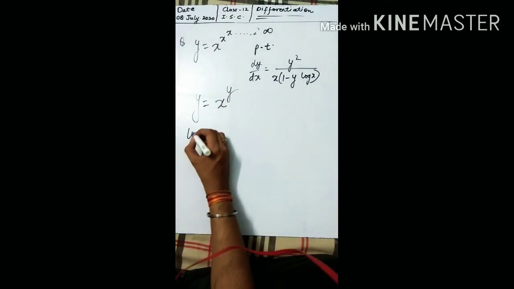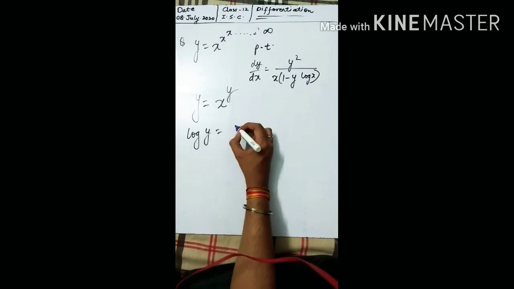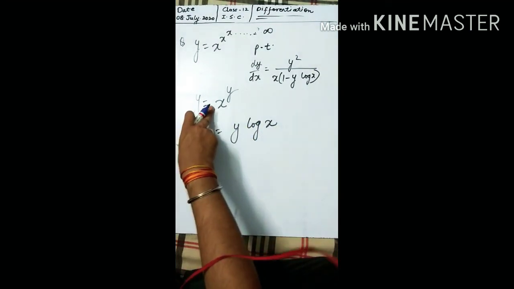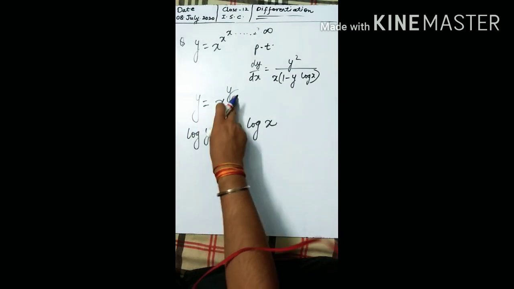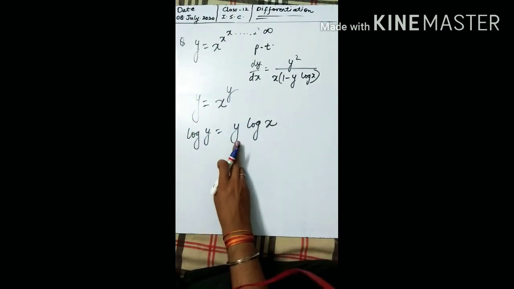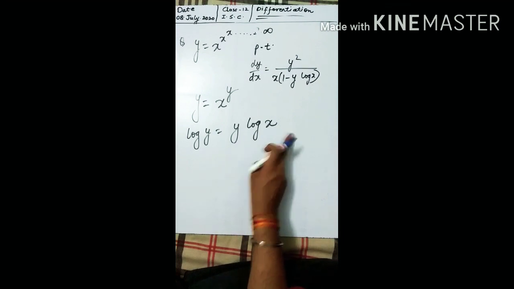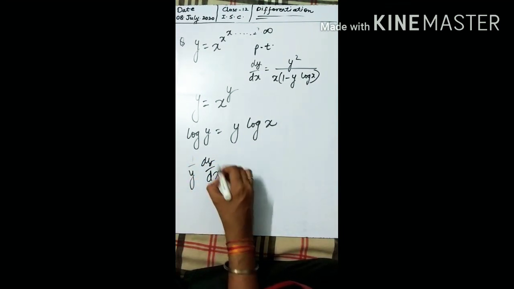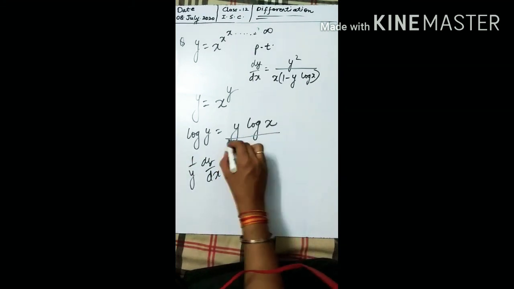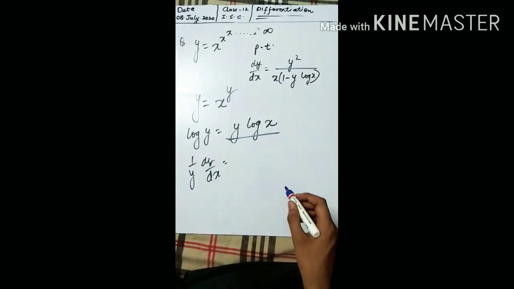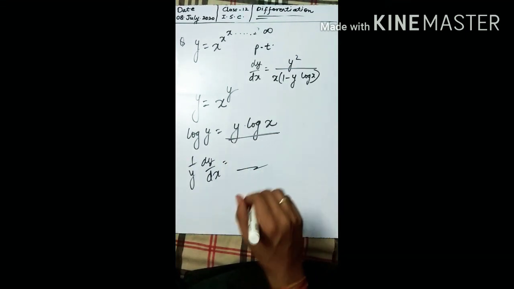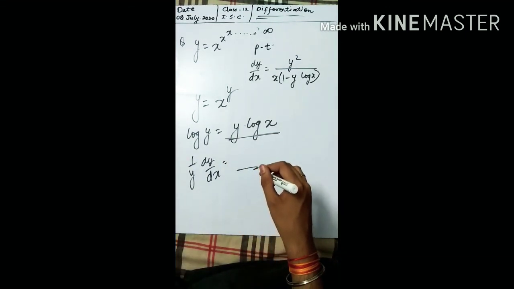Now take log, so this will be log y equal to y log x. Okay, because if you take log here, log of x to the power y, the y will come down, so that's why I have directly written y log x. Now differentiate this, 1 upon y dy dx is equal to, you have to take the product rule over here. Now apply the product rule and let me know what is the answer.